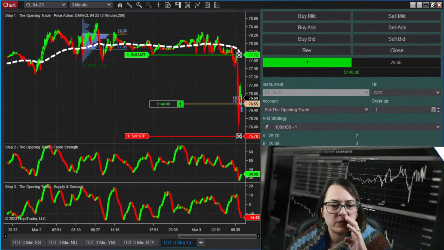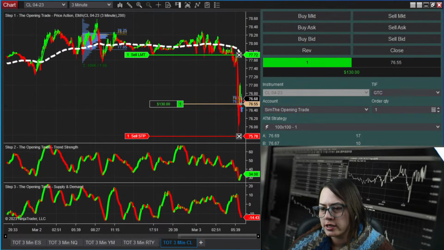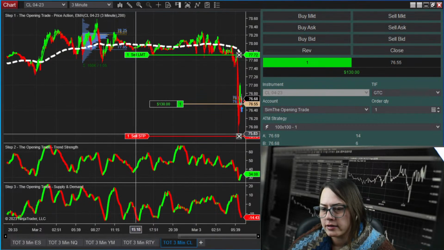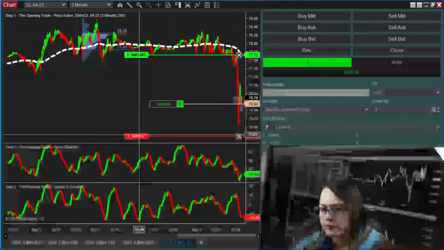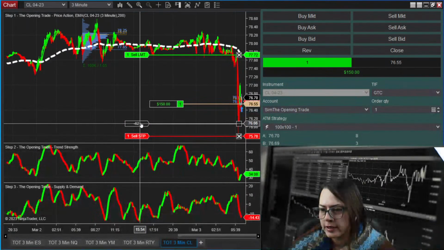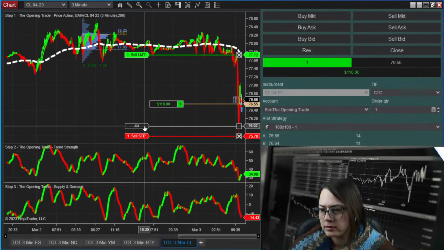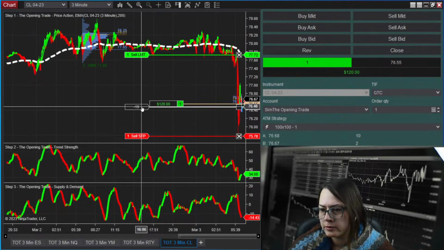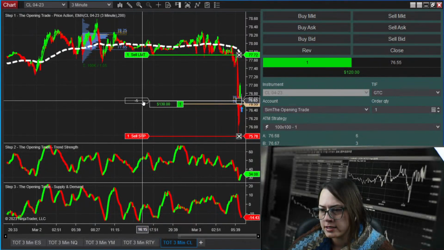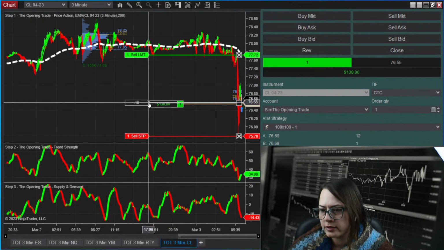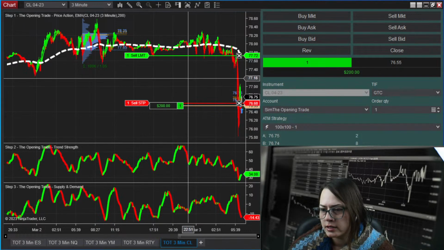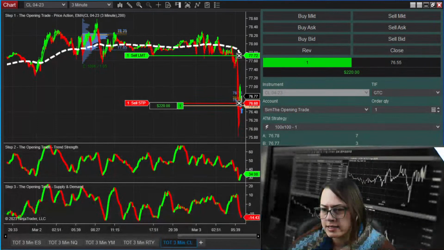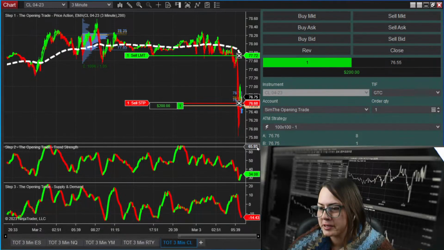So now that I'm in profit, I need to start managing my stop loss. So I'm going to move this bar up to 76.60. So there we go, I moved it up to 76.60. I'm a little bit slow. I'm not left-handed, but we're making do.